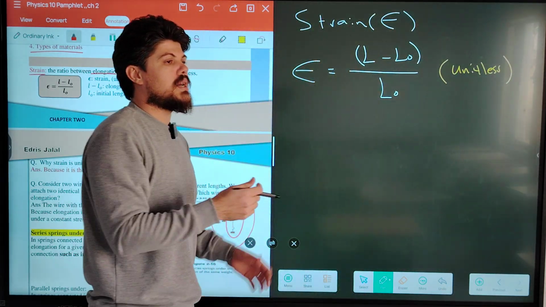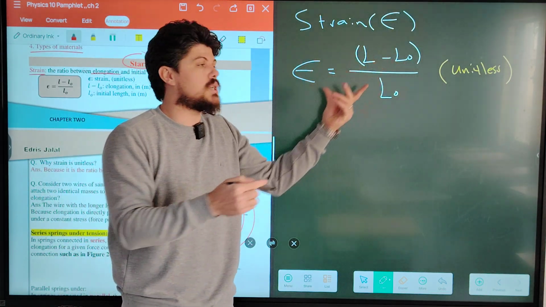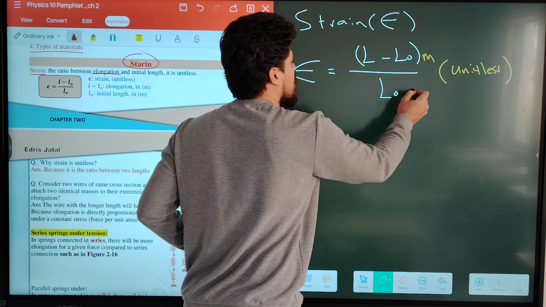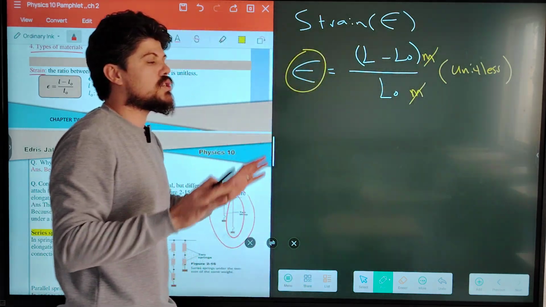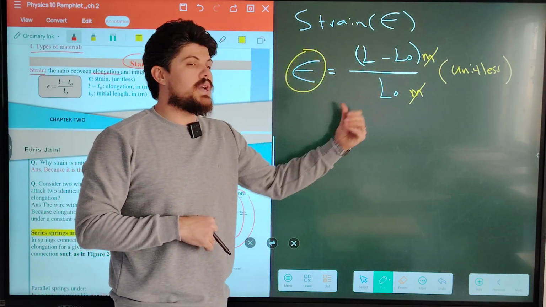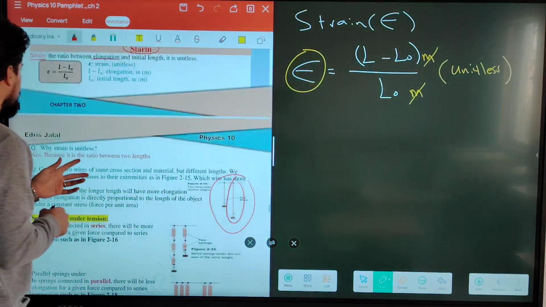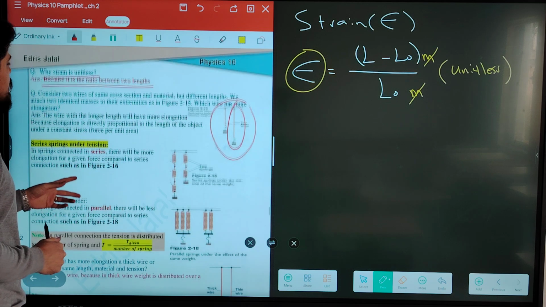Why is strain unitless? Because strain is the ratio between two lengths. Elongation is measured in meter. Initial length is also measured in meter. Meter with meter cancel. So that is why strain is unitless. The strain is the amount of the elongation per initial length of the wire.